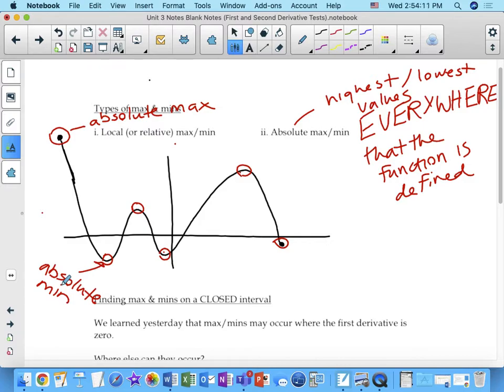All of the rest of these points are called local maxes or local mins. They're called local max or local mins because locally, close by, they're the max point compared to the points close to them, or they're the min point around the points close to them. So a local max or min is the max or min value compared to the points close by.